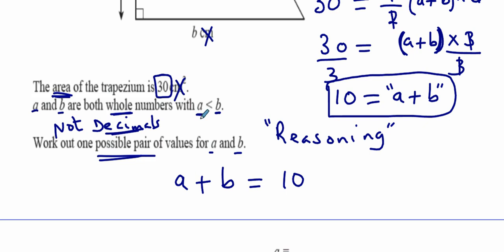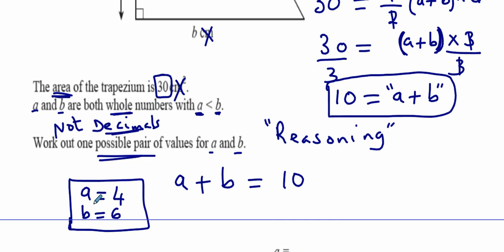Now with A less than B, the possible pair of the value of A and B will be A equal to 4 and B equal to 6. See, A is 4, B is 6. 4 is less than 6. Can you see that 4 is less than 6?